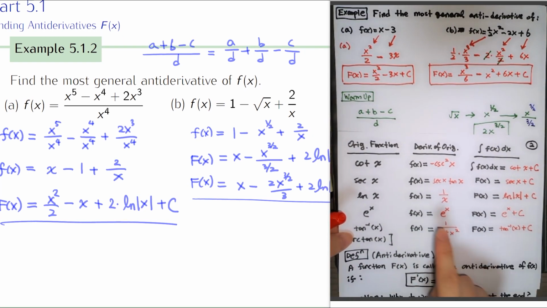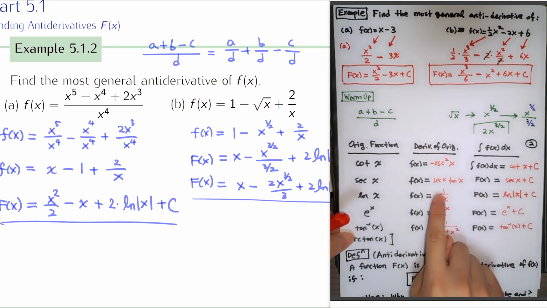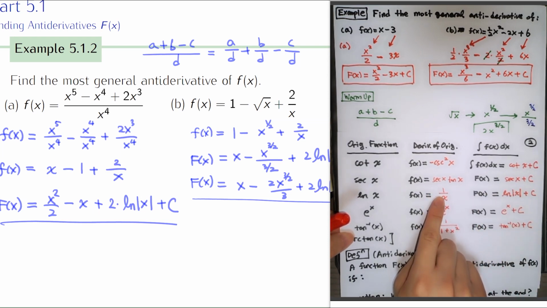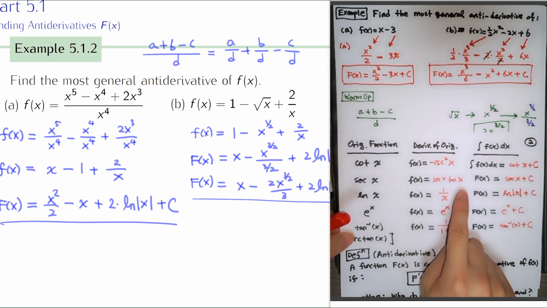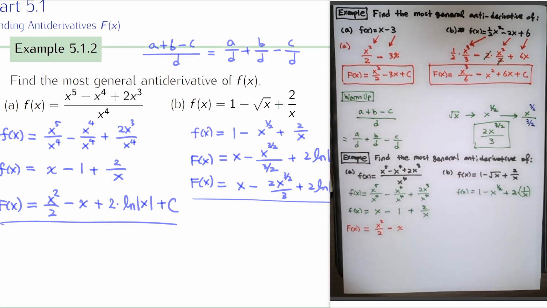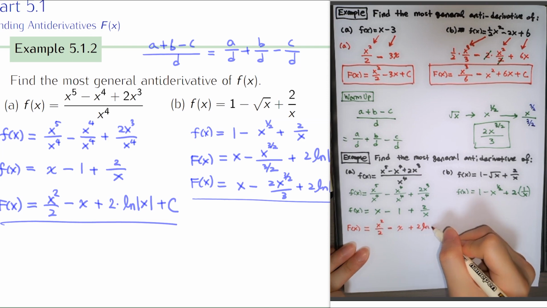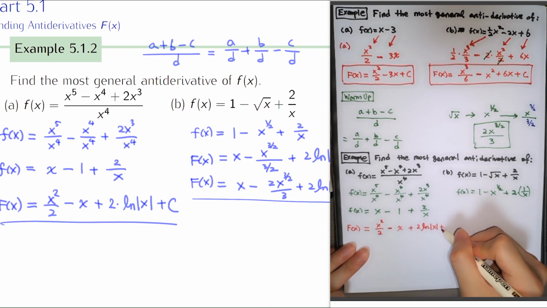Right here, the antiderivative of 1 over x becomes ln of absolute value of x plus c. Do you remember? So we're going to use this. If you have 2 over x as the original function, then the antiderivative becomes 2 times ln of absolute value of x. So the antiderivative of 2 over x becomes 2 times ln of absolute value of x plus c, like this.